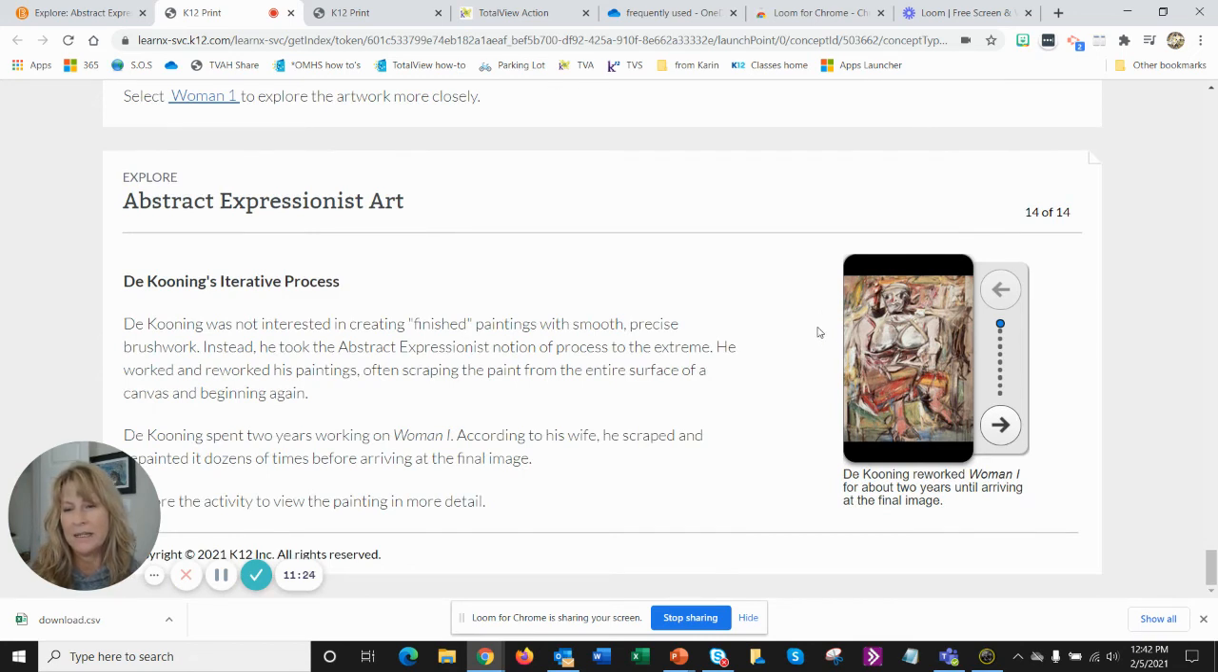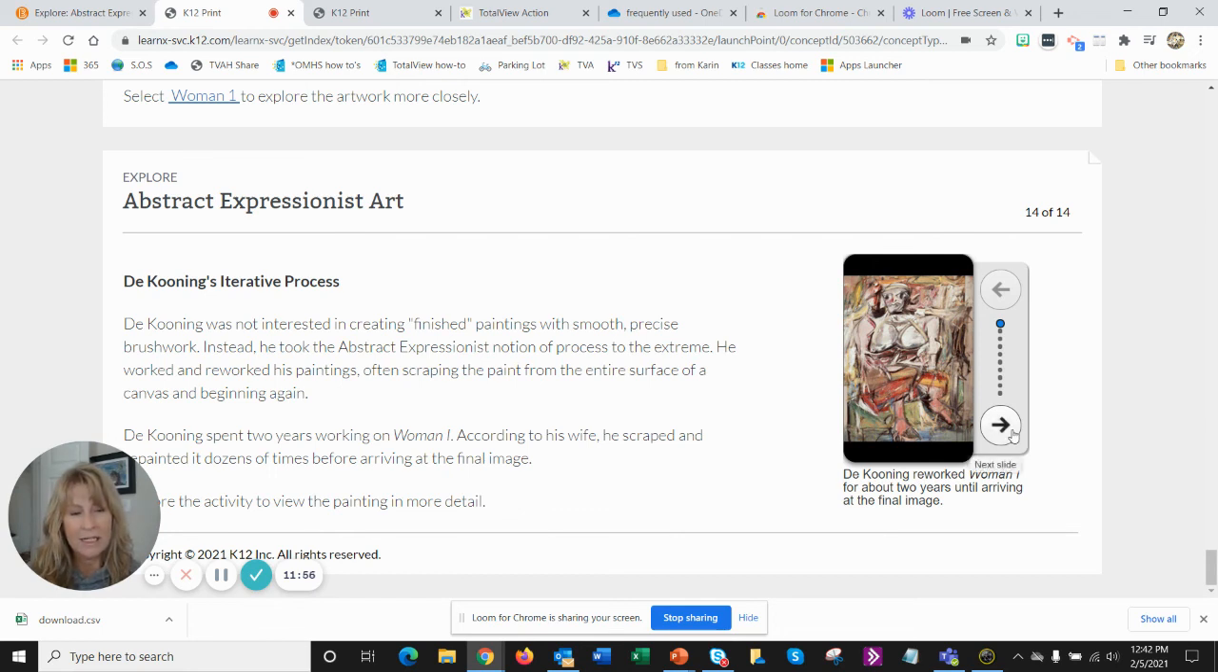De Kooning's iterative process. De Kooning was not interested in creating finished paintings with smooth, precise brushwork. Instead, he took the abstract expressionist notion of process to the extreme. He worked and reworked his paintings, often scraping the paint from the entire surface of a canvas and beginning again. De Kooning spent 2 years working on Woman One. According to his wife, he scraped and repainted it dozens of times before arriving at the final image.